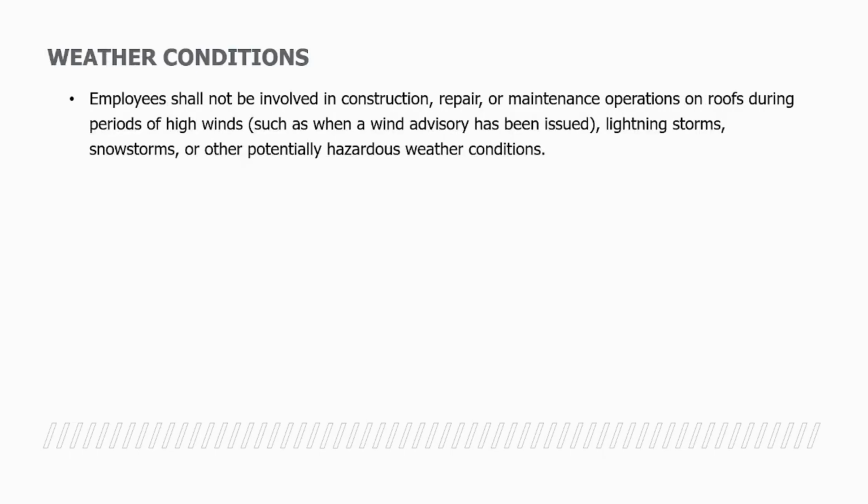Weather conditions. Employees shall not be involved in construction, repair, or maintenance operations on roofs during periods of high winds. An example of that would be when a wind advisory has been issued. If it begins to lighten, or there are any lightning storms in the area, snowstorms, or any other potentially hazardous weather conditions, the employee shall not be involved in that type of work up on a roof.